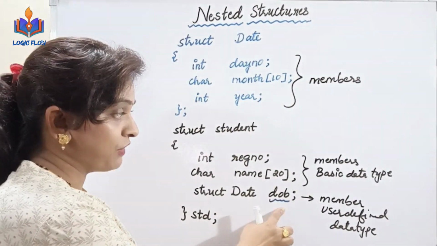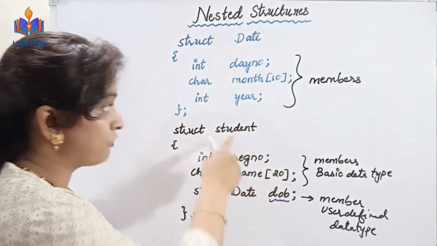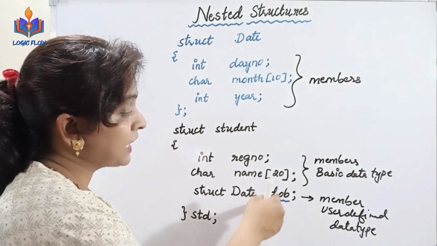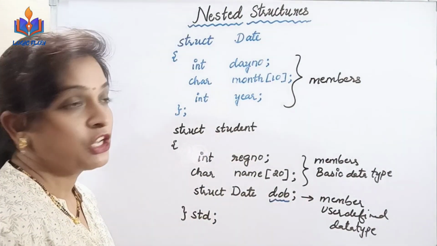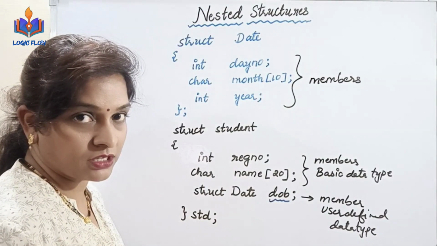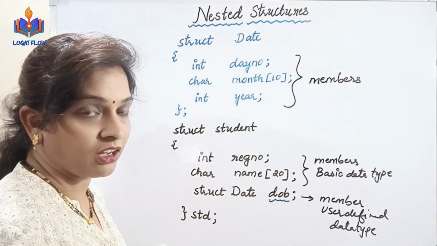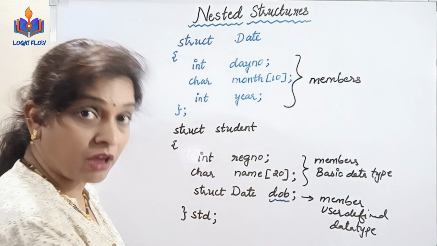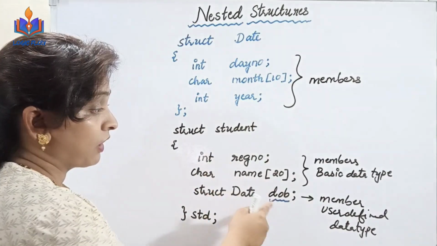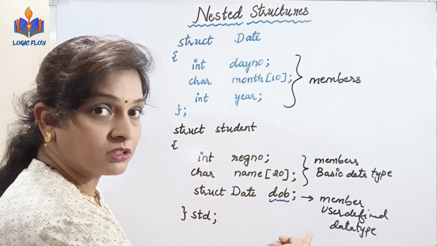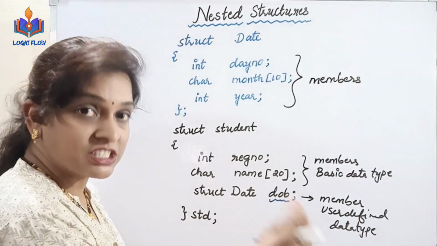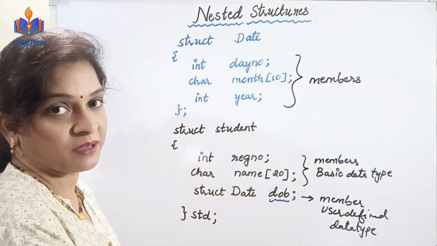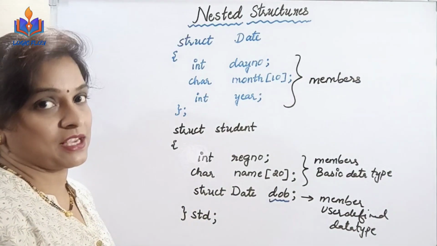So I am creating a variable which is acting as a member of this structure student. This is a variable DOB which is acting as a member of this student structure. So this student user defined data type that I have created can store three varieties of data. One is of integer type, which is a fundamental data type, basic data type. The other one is a character array, again a basic data type. And one more which is DOB, that is date of birth. I have just mentioned DOB, which is a variable of the structure date, which is of user defined data type. Right?